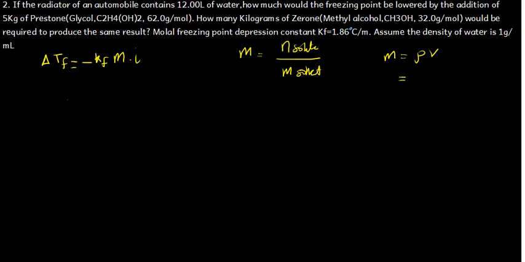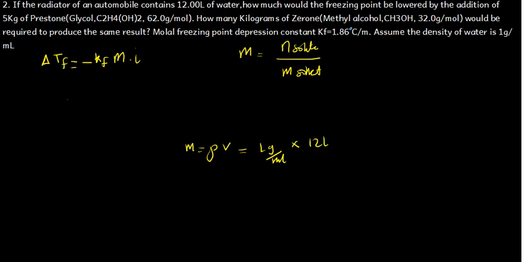So let's go on and calculate. The density is 1 gram per milliliter, and the volume we've been given is 12 liters. We see this is in milliliters and this is in liters. These two are not able to cancel out, so we need to express them in the same unit. So I'm saying mass is going to be density multiplied by volume, and the density is 1 gram per milliliter times the volume, which is 12 liters.